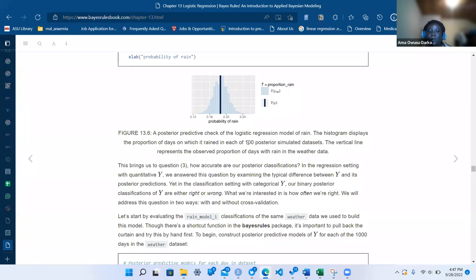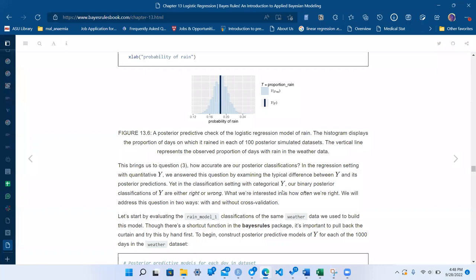In other words, each of the simulated data sets is a simulated world, and in that simulated world, what proportion of the data had rain? The black line is where the actual data was. It's not even easy to think about. I was going to say it's easy to think about and hard to say, but you have to think about all this data that's there.